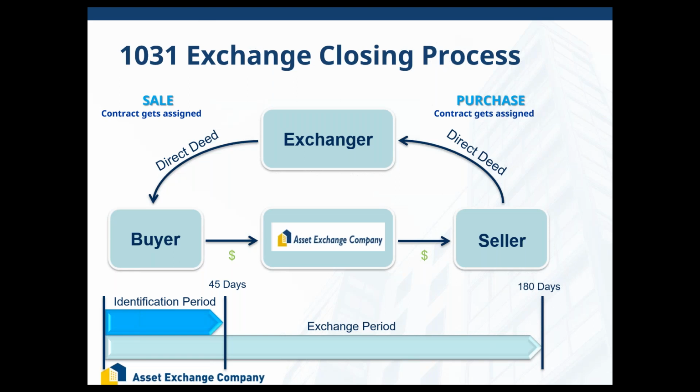Trying to figure out what you potentially want to buy by midnight of the 45th day, negotiating the contracts, figuring out do you need to get a loan, do you need to get cash, all that type of stuff is the more complicated stuff. But the actual closing process itself is the easier part of a 1031 exchange, okay?